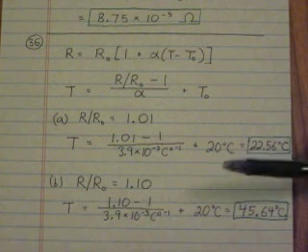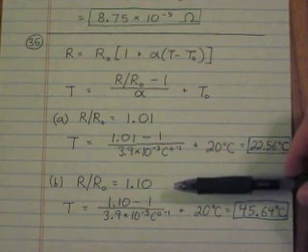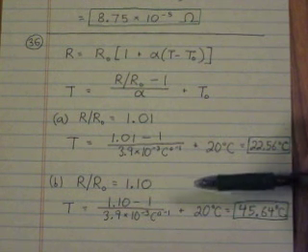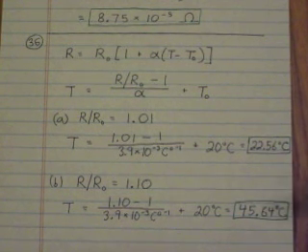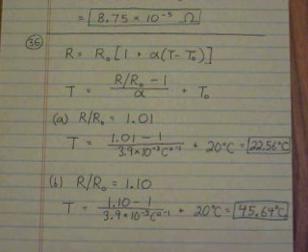Part B asks about a 10% increase. So the ratio of r over r naught is 1.10. And when you plug in the numbers to the temperature equation, you get a final temperature of 45.64 degrees Celsius.